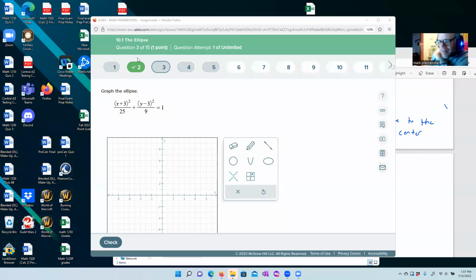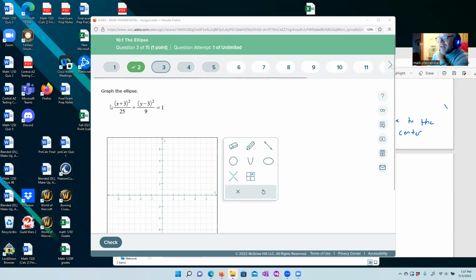All right, welcome back to pre-calculus. We are talking about conic sections, graphing ellipses. This question promises to be a little bit more interesting than the last one because we have something that is off center. So we know it's still an ellipse because first off, we're in 10.1, it says the ellipse.